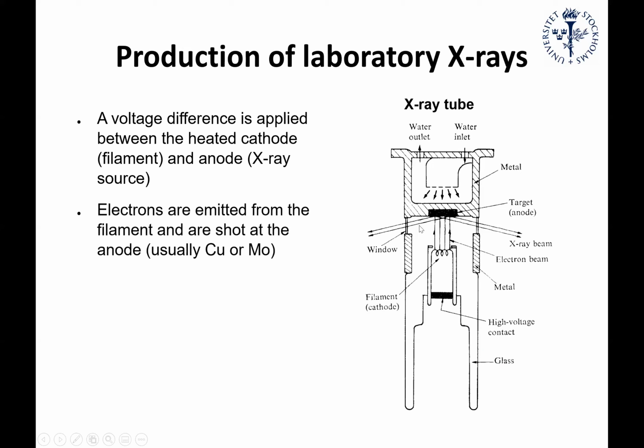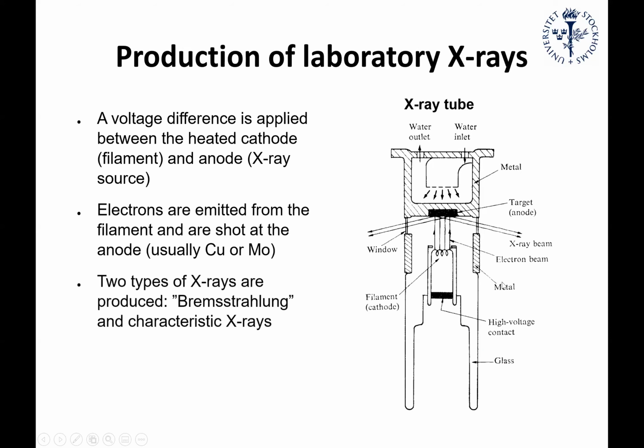Actually, I'm getting a bit ahead of myself. So the anode, typically, it's made out of something like copper or molybdenum. These are the most common sources of X-rays. And once you bombard these metals with electrons, X-rays are emitted. So there's two different categories of X-rays that are produced in this process. There's Bremsstrahlung, which gives you continuous X-rays, so it's a spectrum of X-rays. But you also get characteristic X-rays, and these characteristic X-rays are very dependent on the elements that this anode is made out of.